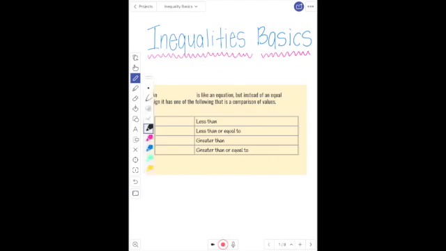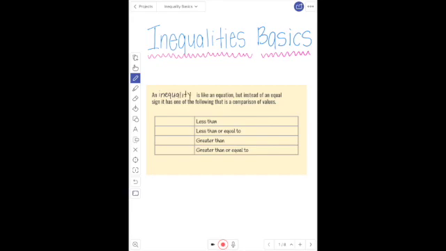So you're talking about something being less than or greater than. You're not going to find an exact solution; you're going to find a range of solutions. So an inequality is like an equation, but instead of an equal sign, you have comparison values.